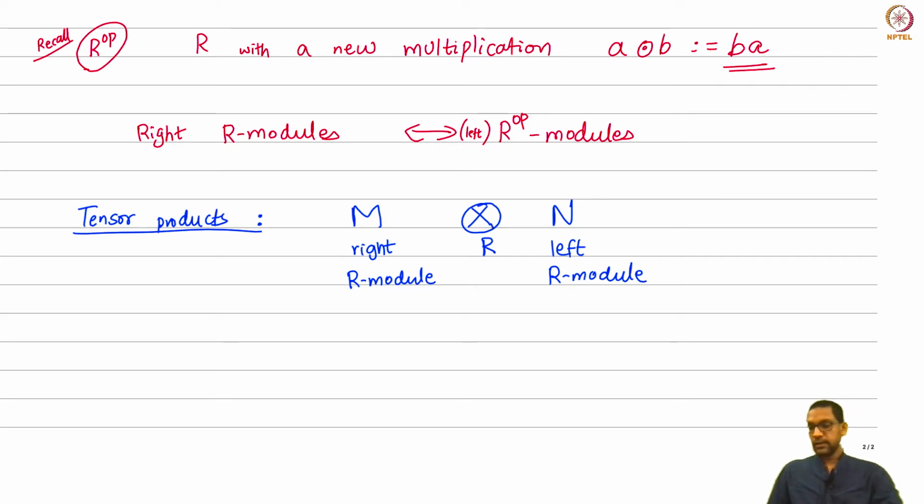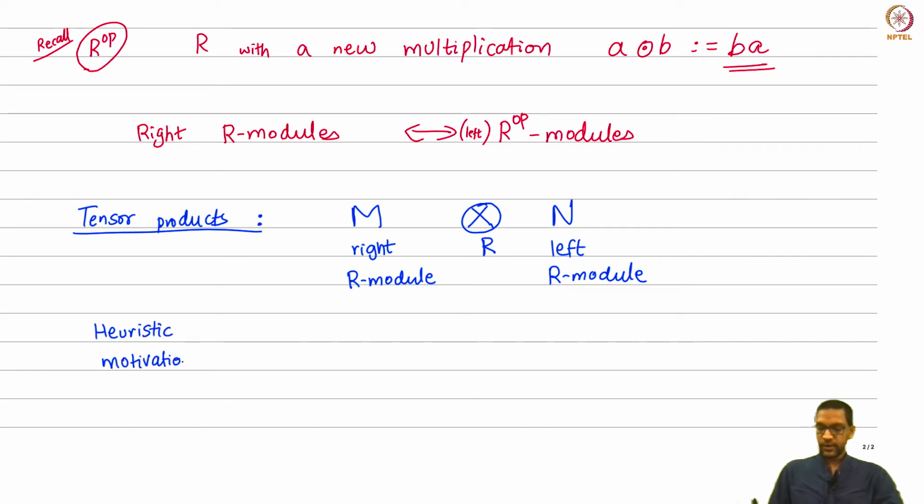Now just to give you some heuristic motivation for why one would need this combination of a right module and a left module, in this order: the first component M must be a right module, the second one must be a left module. So here is a little bit of heuristics for why we need this.